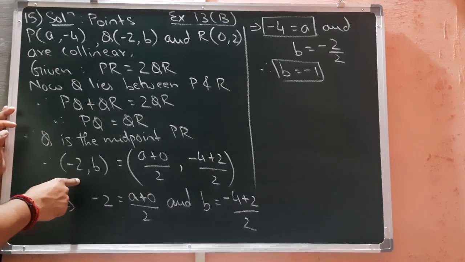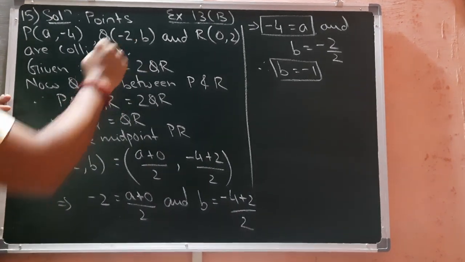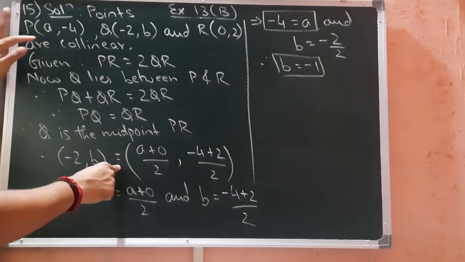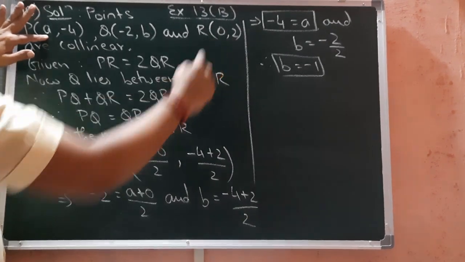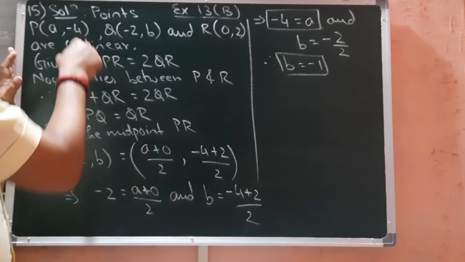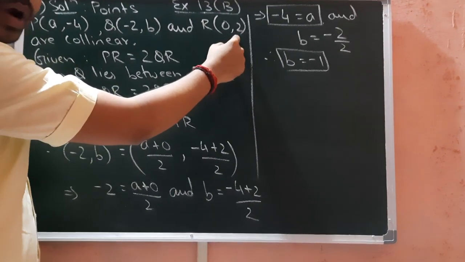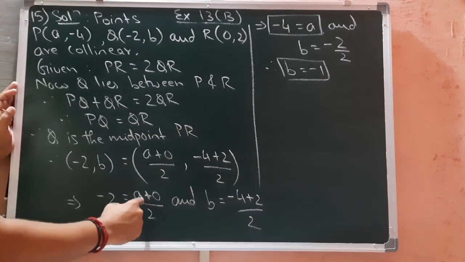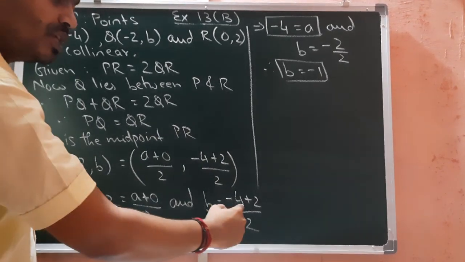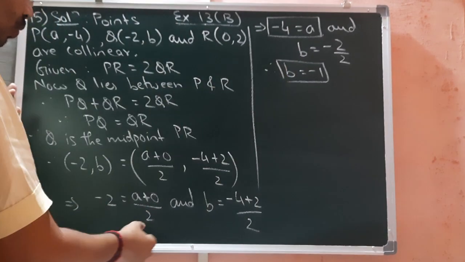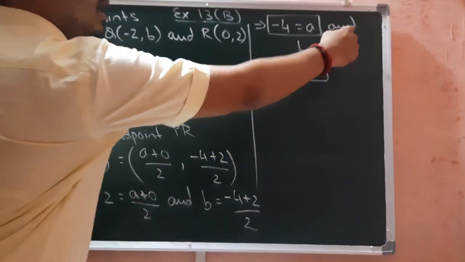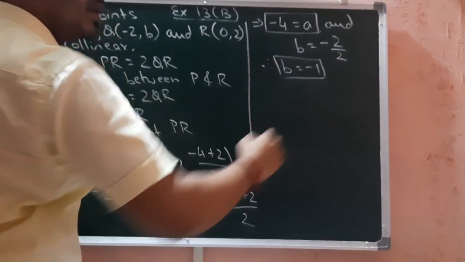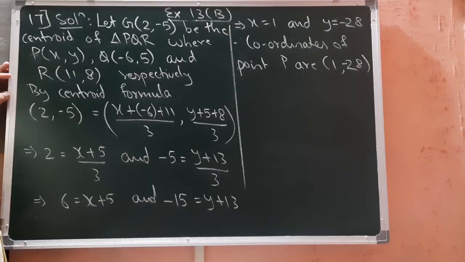By using the midpoint formula, as Q is the midpoint, we have (-2, B) equal to x1 plus x2, that is (A + 0)/2, y1 plus y2, that is (-4 + 2)/2. So -2 is equal to (A + 0)/2, and B is equal to (-4 + 2)/2. So you get A is equal to -4 and B is equal to -2/2, which is equal to -1. This is the value of A and B.